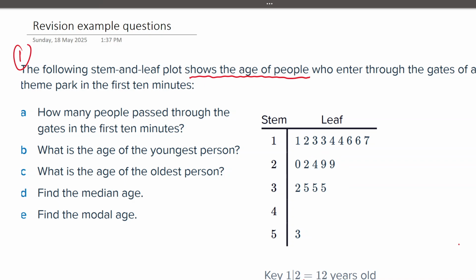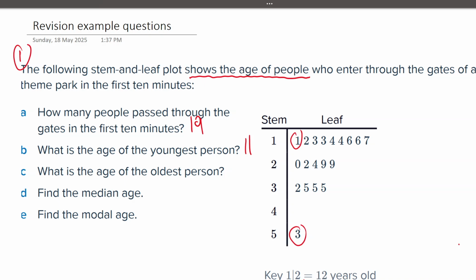All right, how many people pass through the gates in the first 10 minutes? Since each leaf represents a person, we just count the number of leaves. So if you count the number of leaves, 1, 2, 3, 4, 5, 6, 7, 8, 9, 10, 11, 12, 13, 14, 15, 16, 17, 18, 19. 19. What is the age of the youngest person? We can see that easily because a stem and leaf plot is in order from smallest to largest. So the youngest person is going to be 11, not 1, but 11. The age of the oldest person is 53.